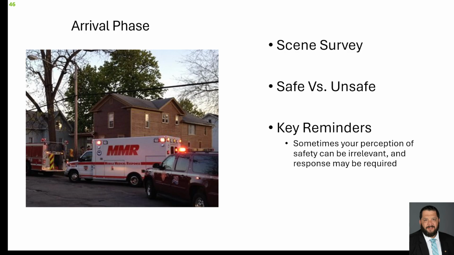Other things that you're going to do in the scene survey, you're going to look at indicators for things that may influence patient illness or things that may clue you into the overall patient's health, their socioeconomic status, their social health status, things that will let you know what to expect of this patient. And here's what I mean by that.